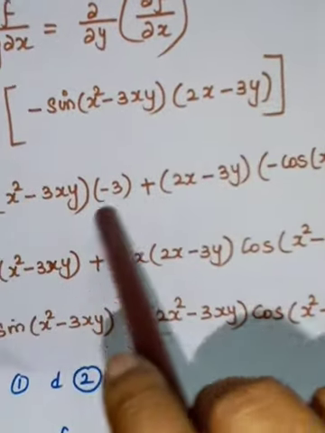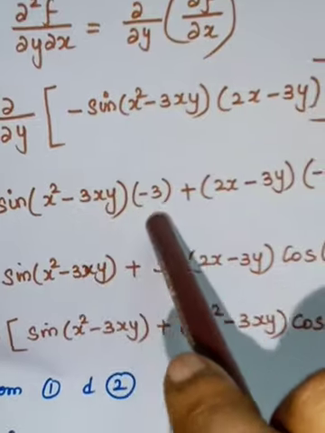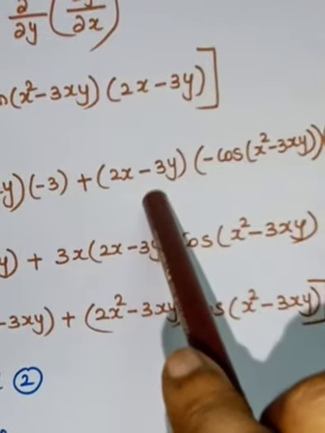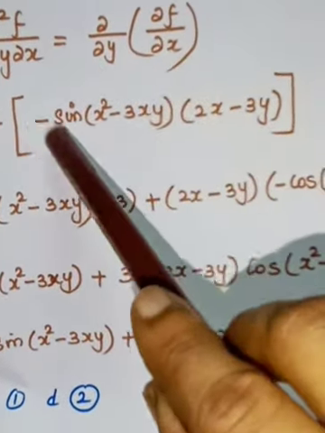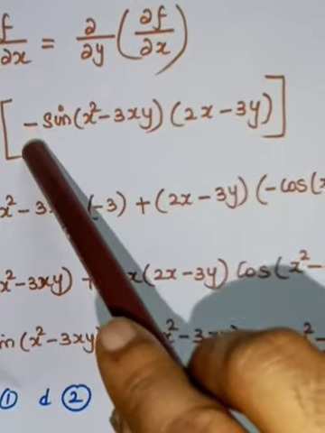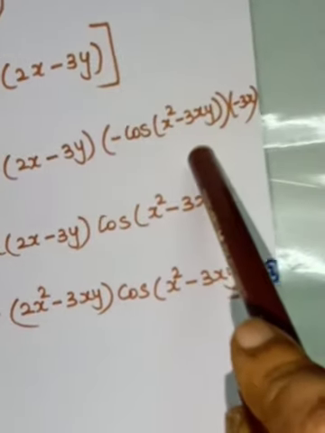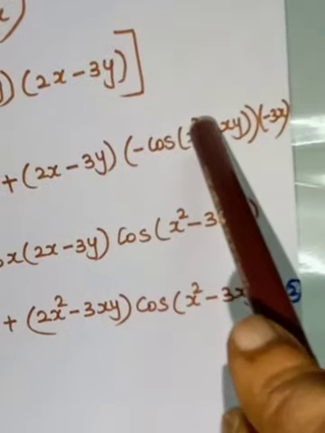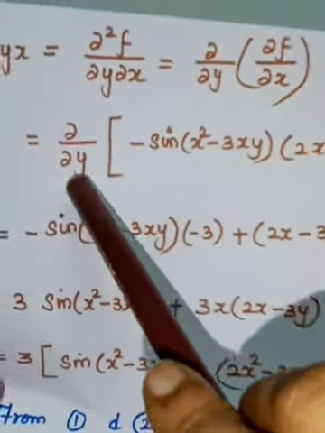So the first term is over. What is the first term? Minus sine of x squared minus 3xy into minus 3. Next, what you have to do? 2x minus 3y is kept as it is. And now what you are going to differentiate? This term. While you are differentiating, you have to use the chain rule. So it is minus cos of x squared minus 3xy. And what you have to do? Which is kept as x, that has to be differentiated partially with respect to y.